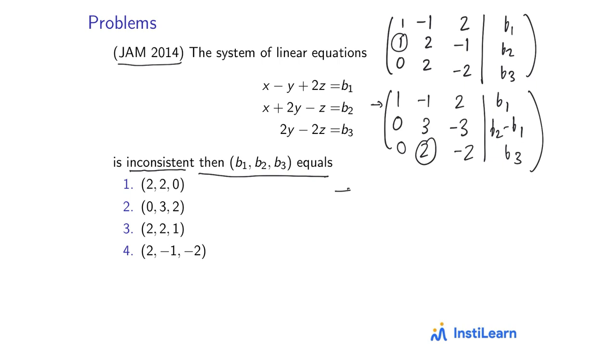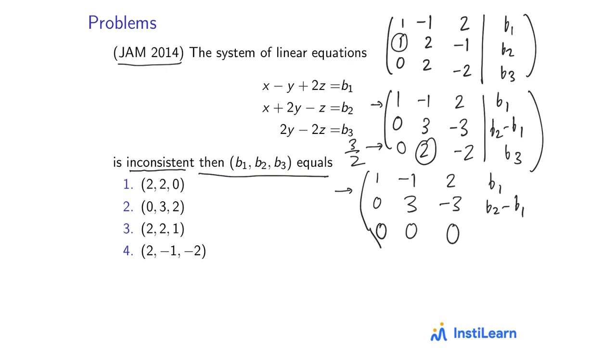So what I'll do is I'll multiply this row by 3 by 2 and subtract from row 2. So 1 minus 1, 2, b1, first row remains the same, then second row also remains the same, and then I'm subtracting by multiplying 3 by 2, so this is 0, 3 by 2, so minus 3 is 0, and 3 by 2, so I'll get 3 by 2 b3 minus b2 plus b1. Okay, so this is my final matrix.